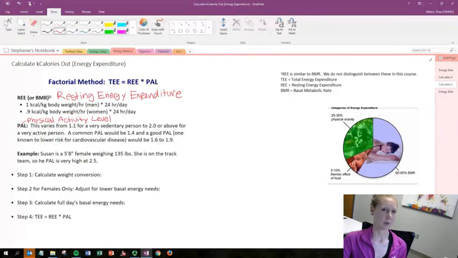An average number you might come across is about a 1.4, but a good PAL for somebody who is meeting that activity level to lower the risk for cardiovascular disease would be about 1.6 to 1.9. So we're going to look at Susan here. Susan is a 5'8" female weighing 135 pounds, and she's on the track team, so her PAL is actually 2.5. You'll see that the PAL is going to be given to you in a problem.